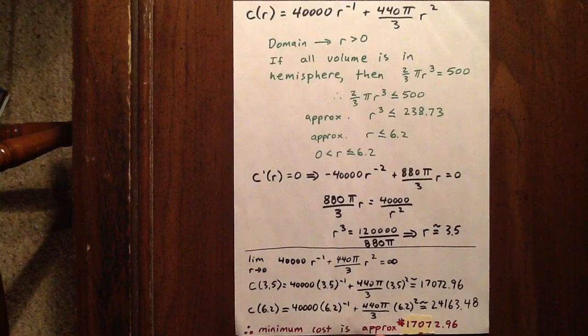So we see that the minimum cost is approximately $17,072.96.